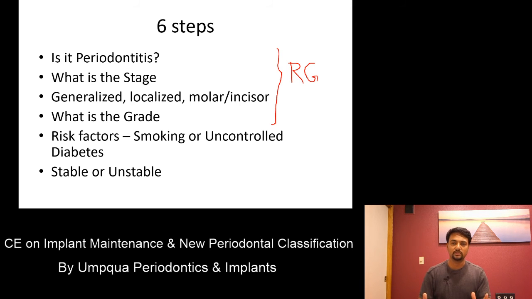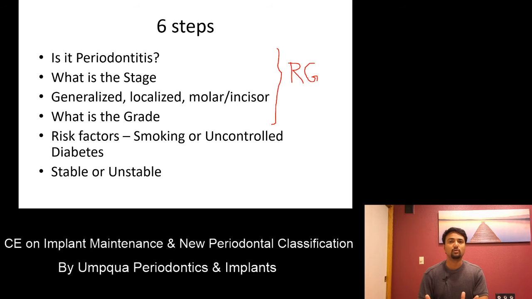In some situations where the radiographs are not clear, for example, you have big exostosis and you can't visualize vertical defects, you might have to look at probing depths. So there are a few caveats to it, but I think for most of your patients, you can look at the radiographs and come to a stage and grade. The next 2 steps are risk factors. As defined by the framework, we have just 2 risk factors to look for: smoking and uncontrolled diabetes.